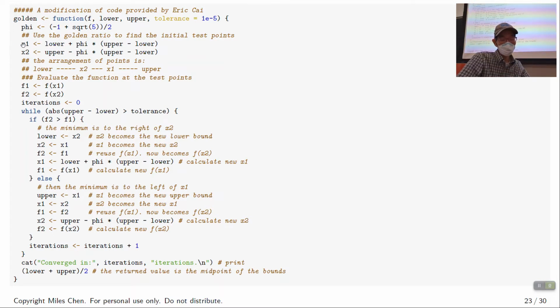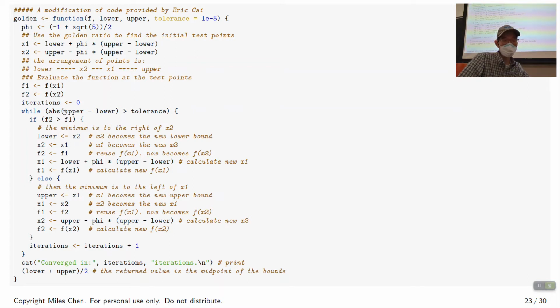And we're going to find x1 being the lower plus phi times the difference between upper and lower. x2 will be the upper minus phi times upper minus lower. So I get the arrangement of points is lower, x2, x1, upper. We evaluate the function at x1 and x2. And again, our function might be computationally expensive, but we have to evaluate it at these two inner points. And we just run this loop.